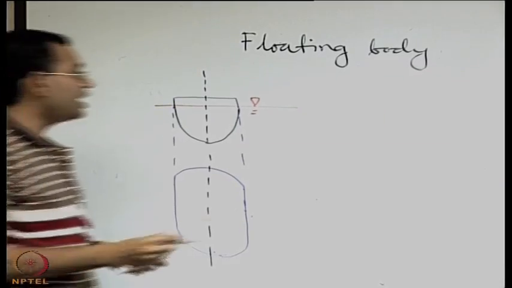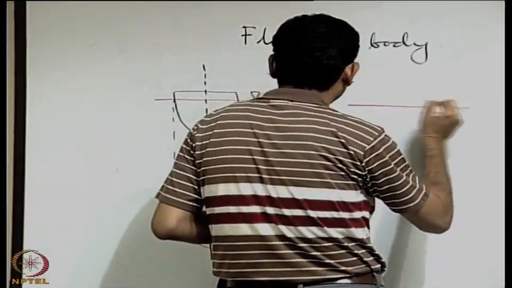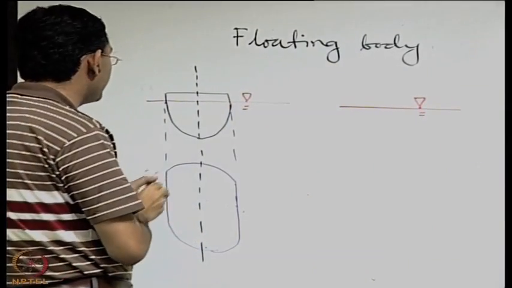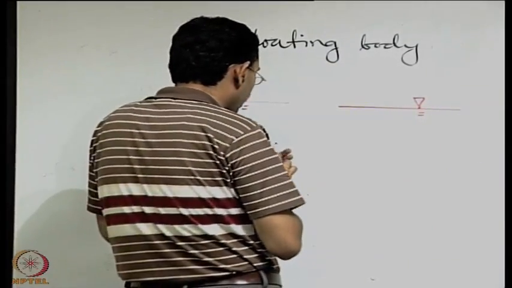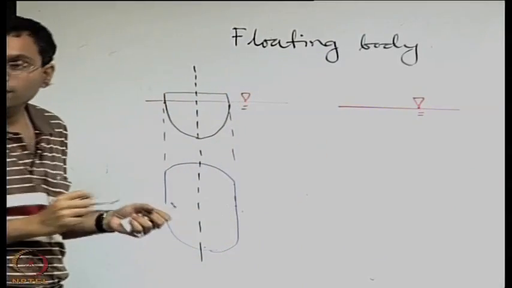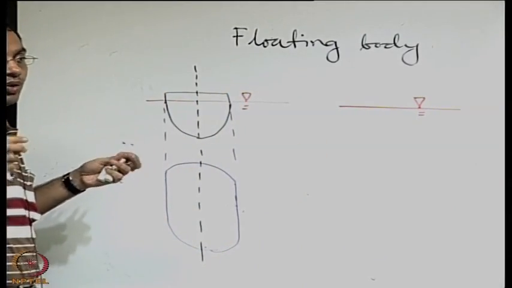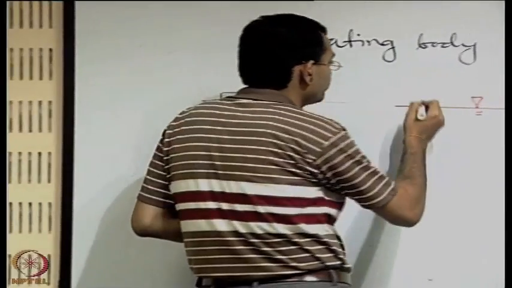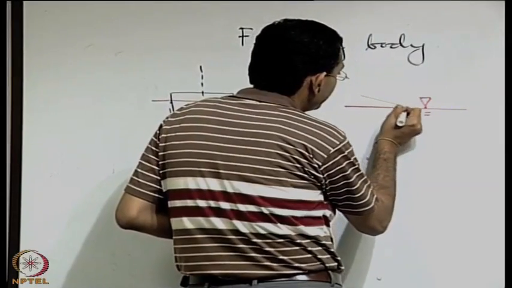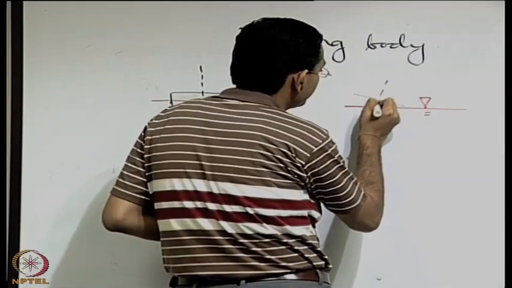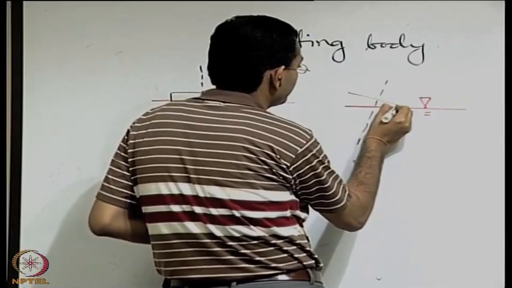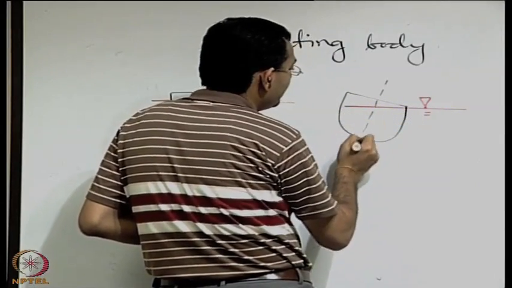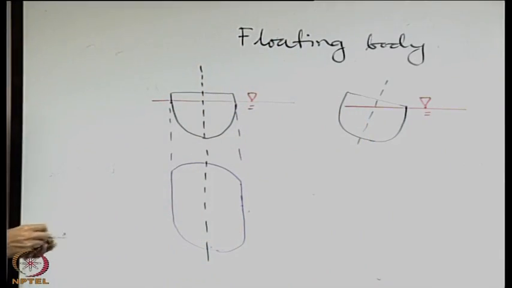Now let us say that this is tilted. Let us see what happens when this is tilted. We will assume that it is tilted very slightly, because when we test the stability we just give a small displacement and see how it responds to the small disturbance. So we just tilt it like this, and it comes to this configuration.